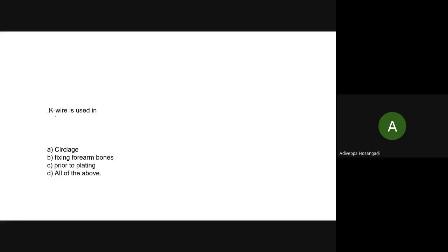One more important thing: K wire is used in. I will describe something about K wire in a while. K wire is used in cerclage, fixing of the forearm bones prior to plating, all of the above. Answer is all of the above. Please remember, K wire is the most versatile device for fixation. They come from 1 millimeter to 3 millimeter. They have a pointed tip on both ends.